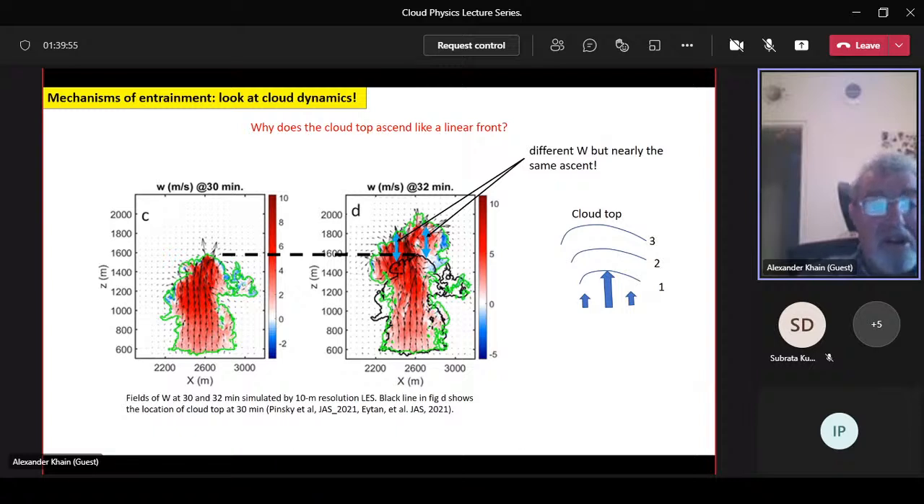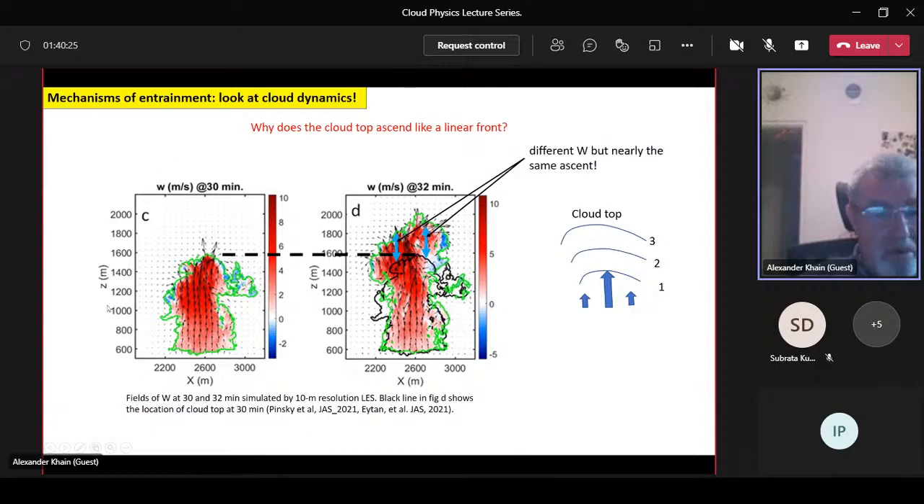We should reconsider cloud dynamics or entrainment in clouds. Here, some additional feature can help us to assume the mechanism of entrainment or dynamics of cloud.